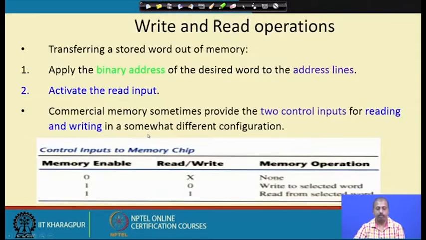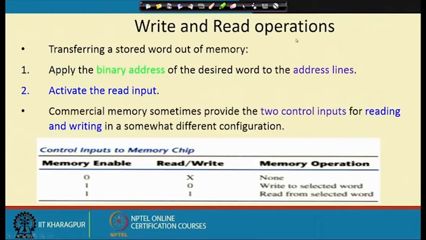Similarly, we can do the read operation, which is basically transferring a stored word out of memory. Here also it is similar. Apply first the binary address of the desired word to the address lines, activate the read input, and then the content will be available on the data output lines. Commercial memories sometimes provide two control inputs for reading and writing in a somewhat different organization.